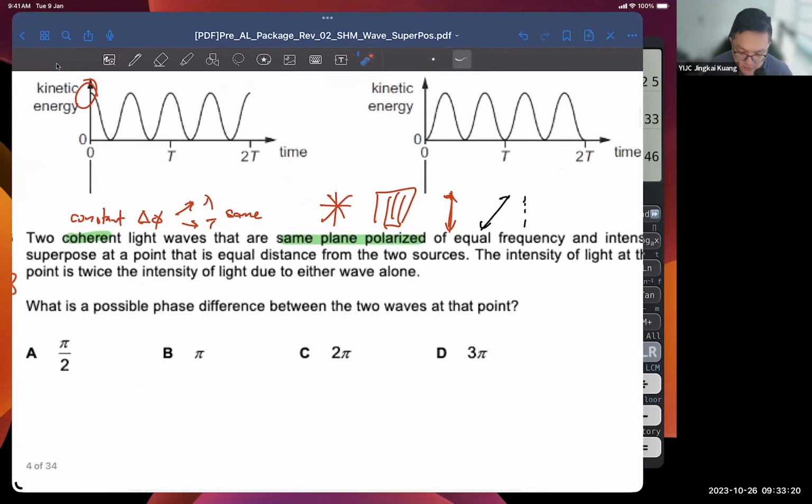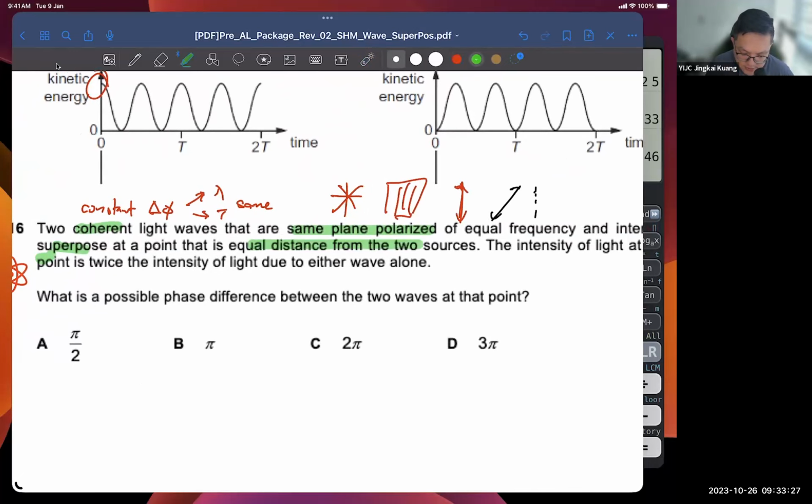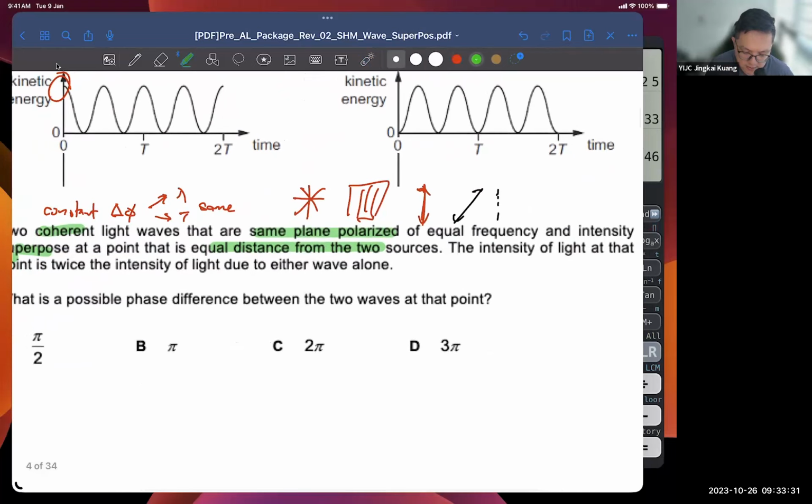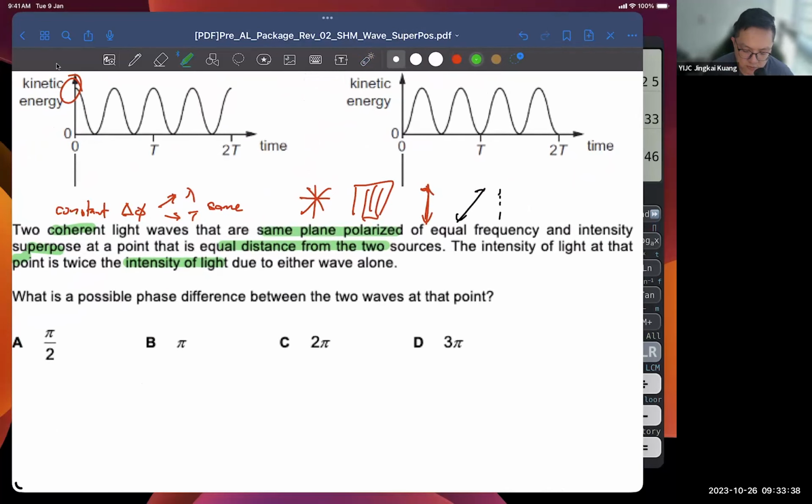Okay, so they superpose at a point that is equal distance from the two sources. Intensity of light at that point is twice the intensity of the light due to either wave alone. What's the possible phase difference between the two waves at that point?